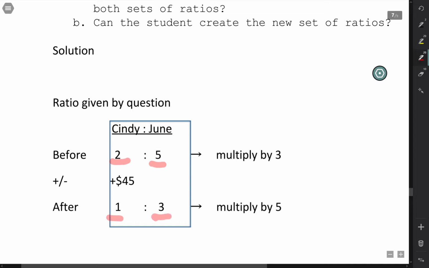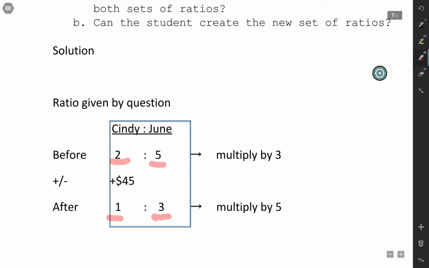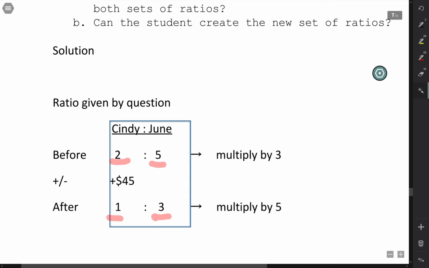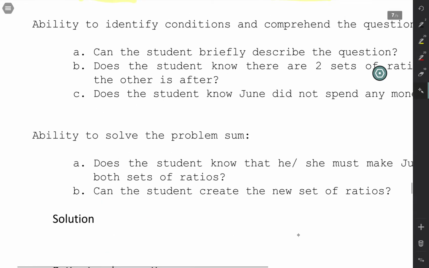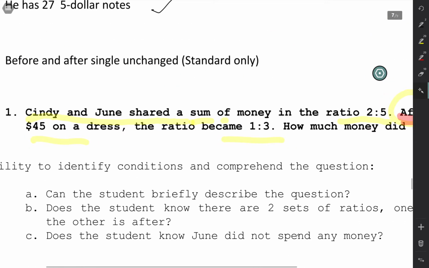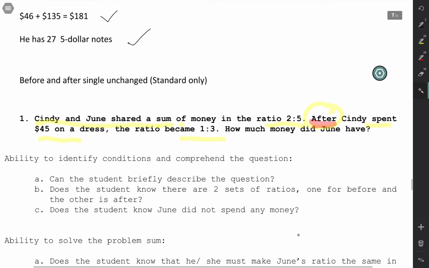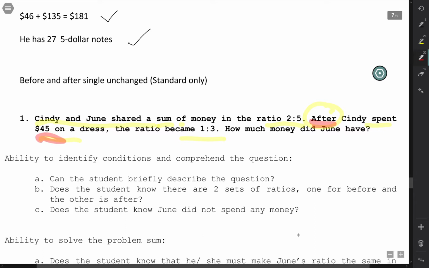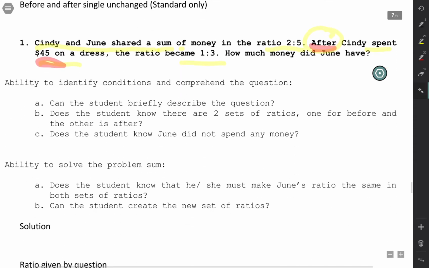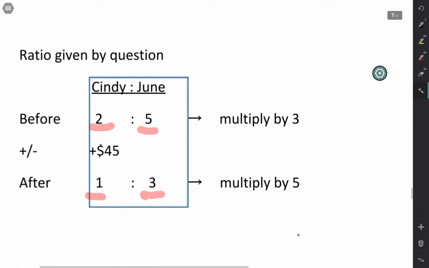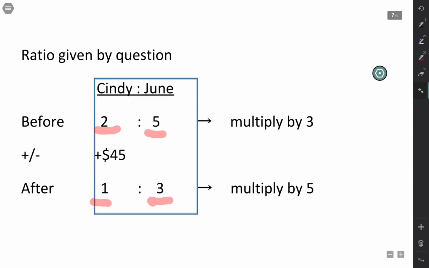Now, what you have to realize for you to solve this question is that one of the variables did not change. That means either Cindy or June, one of them did not change. What do we mean by it did not change? If you look at the question, Cindy spent $45 on the dress. Did June spend any money? No, the answer is no. So June did not spend any money, therefore her ratio should be the same.